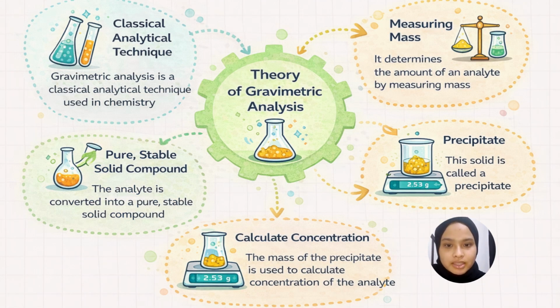Gravimetric analysis is a classical analytical technique used in chemistry. Its main purpose is to determine the amount of a substance by measuring its mass. The process starts by converting the substance we want to analyze, called the analyte, into a solid compound called a precipitate. This precipitate is pure and stable. After forming the precipitate, we weigh it carefully. From its mass, we can calculate how much of the analyte was present in the sample.